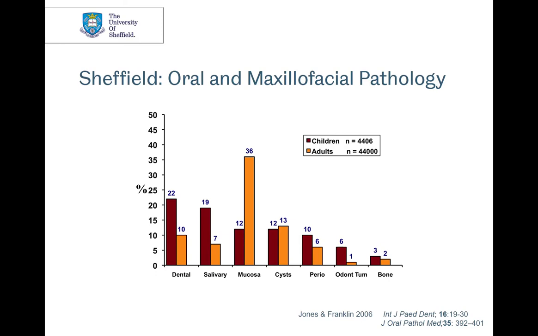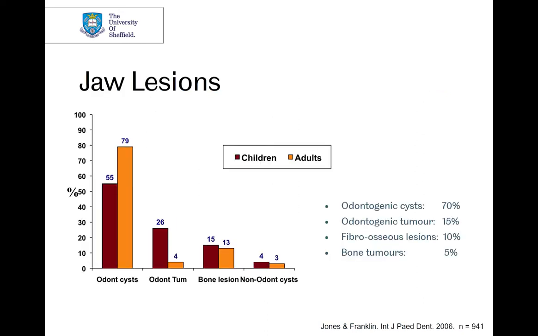So how common are they? Well, we had a review of all of our pathology over a number of years in Sheffield, and you can see here that cysts come in adults and children, about 12–13% of all the lesions. It's dominated by oral mucosa, as you would expect. So they're relatively common. And when you think about them in terms of the lesions of the jaws, in fact, they dominate things. So odontogenic cysts, overall 70%, much more common than that in the adult population. And the other lesions of the jaws, like odontogenic tumours, fibro-osseous lesions, and other bone tumours, are relatively rare by comparison. So it's a pretty large part of our diagnostic practice.